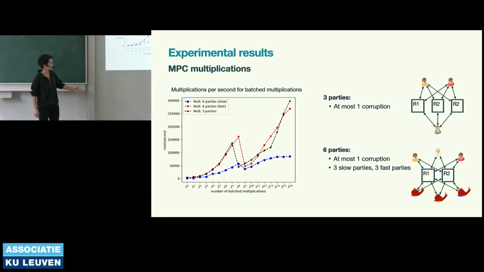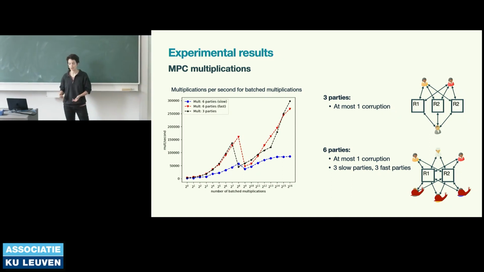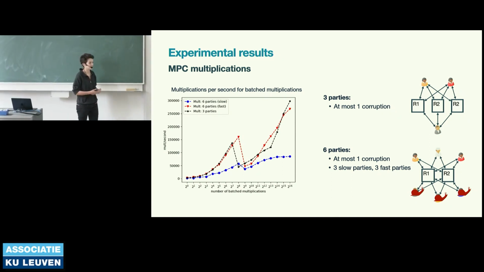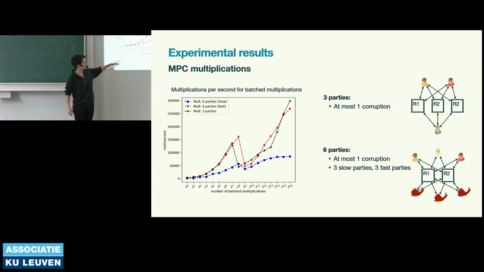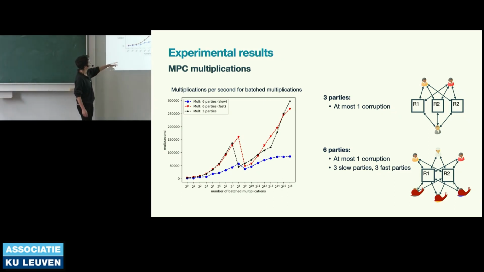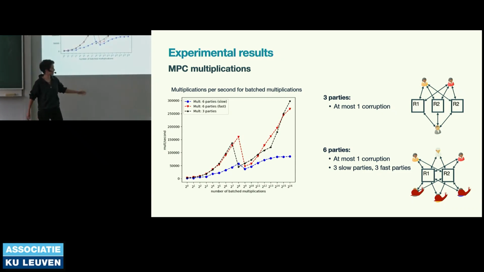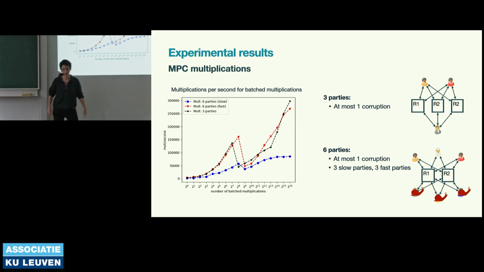The interesting thing is that for 6 parties, we chose 3 parties that are run on faster machines. This sort of simulates a situation where there are delays. And indeed, what we can see is that the faster parties in this 6-party case have around the same amount of multiplications per second as the 3 parties in the 3-party case. While this line with the lower number of multiplications shows the slow parties from the 6-party protocol.